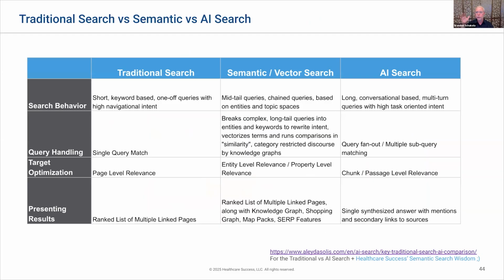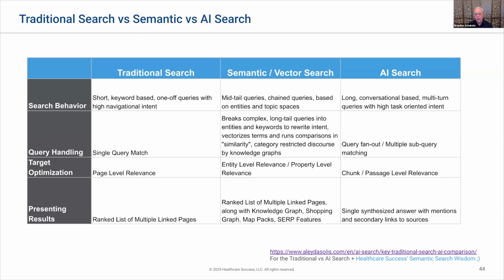So if we look at traditional search versus AI search, I look at it as three phases. I borrowed some of Aleyda Solis's amazing work where she was trying to compare traditional and AI, and I felt that there was a missing layer of semantic search. So traditional search, you have short keyword-based one-off queries with high navigational intent. When we got to the semantic search layer after 2012, we're really looking at mid-tail queries, voice queries, chained queries. And those are oftentimes based more around entities or topic spaces. Who was the president of the United States? Who was his wife? Where did she go to college? Did she play basketball? That sort of thing.